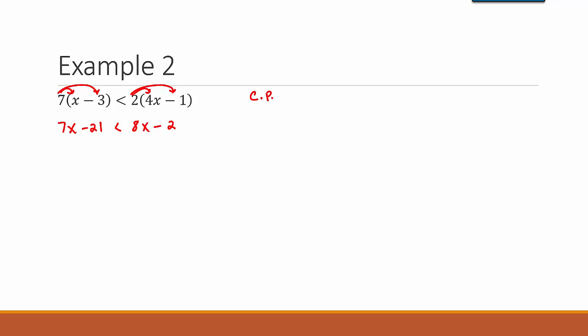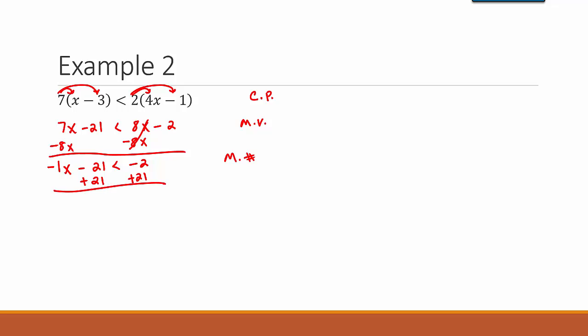So after we clear the parentheses, I see that I have variables on both sides, so I'm going to move my variable terms. So I'll subtract 8x. So 7x minus 8x is negative 1x. Bring down the minus 21. It's less than negative 2. So now I need to move my constant terms or my numbers. So we want to add 21. So now I have negative 1x is less than 19.